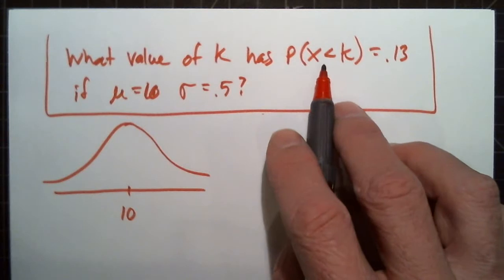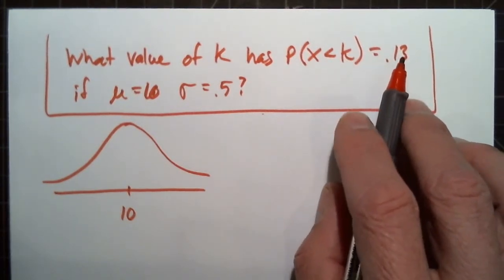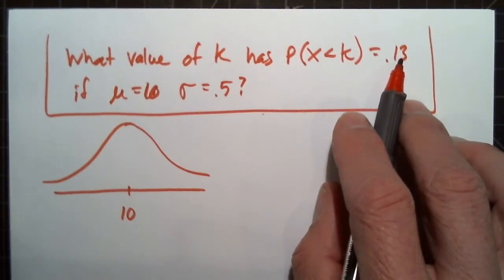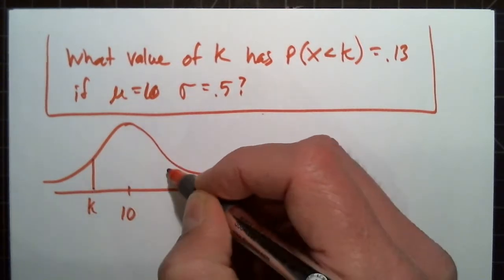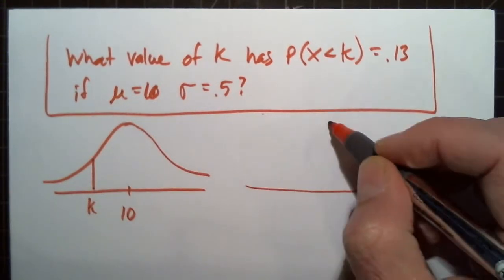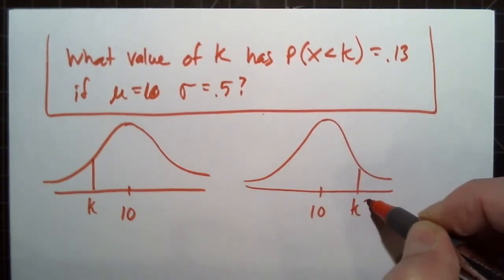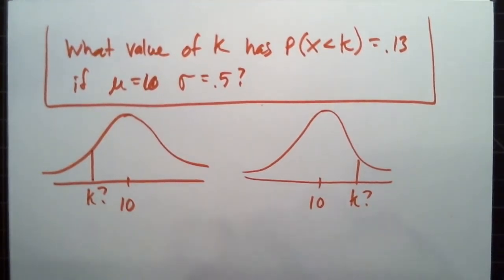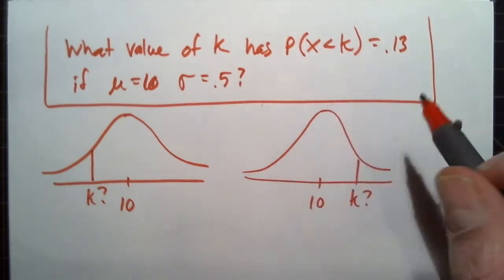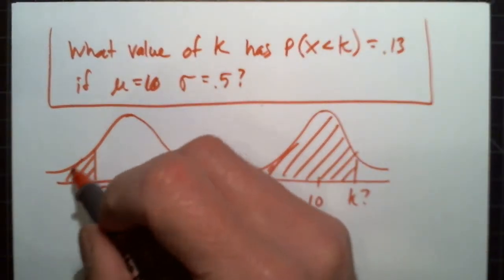And x is less than k is a number less than a half. So, should k be on the left or should k be on the right? So that's an important consideration. We know that we should be shading x less than k, we should be shading to the left of k.